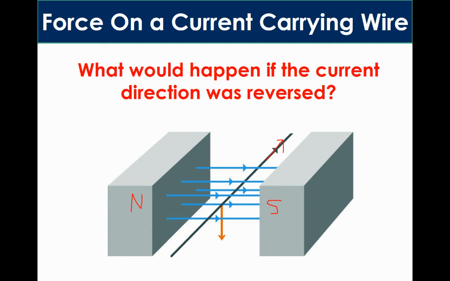If the current is reversed, what would happen? So the current now is going to point in the other direction. So if you use your hand, if you reverse the direction of current, you will see that the direction of the force reverses and the force would be up.